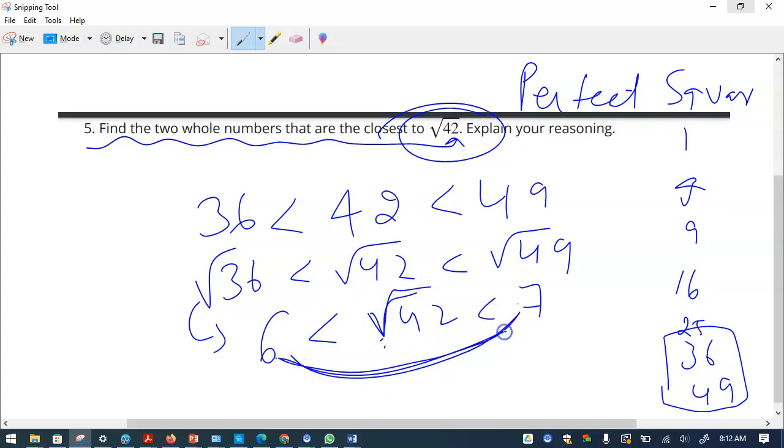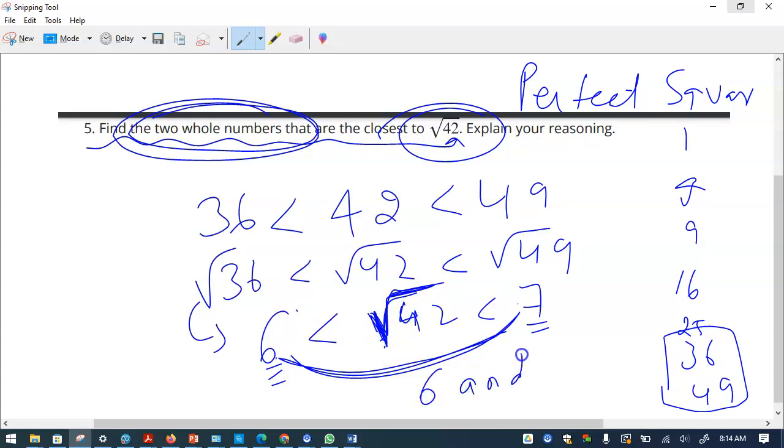The main thing is between the two whole numbers. Since the question asks to find the two whole numbers, the two whole numbers are 6 and 7. That's all it is. So the square root of 42 is between the two whole numbers 6 and 7. That's all they're asking.